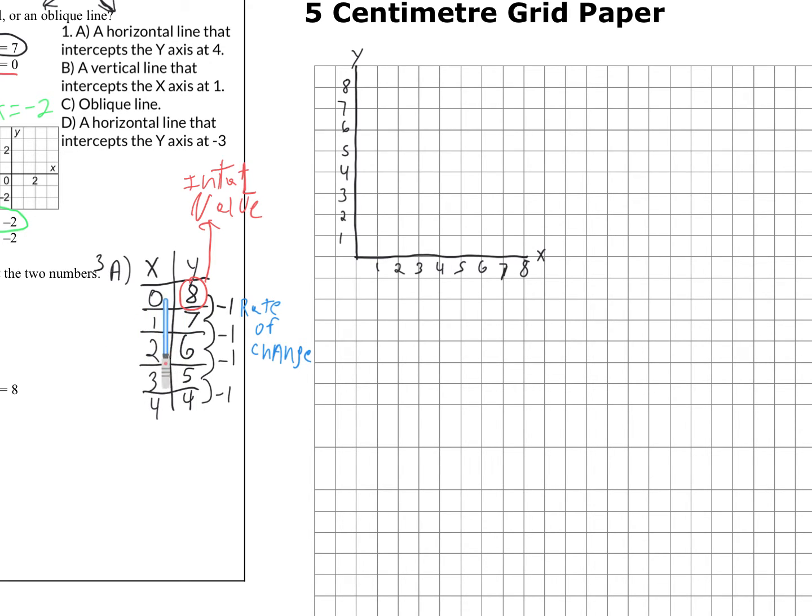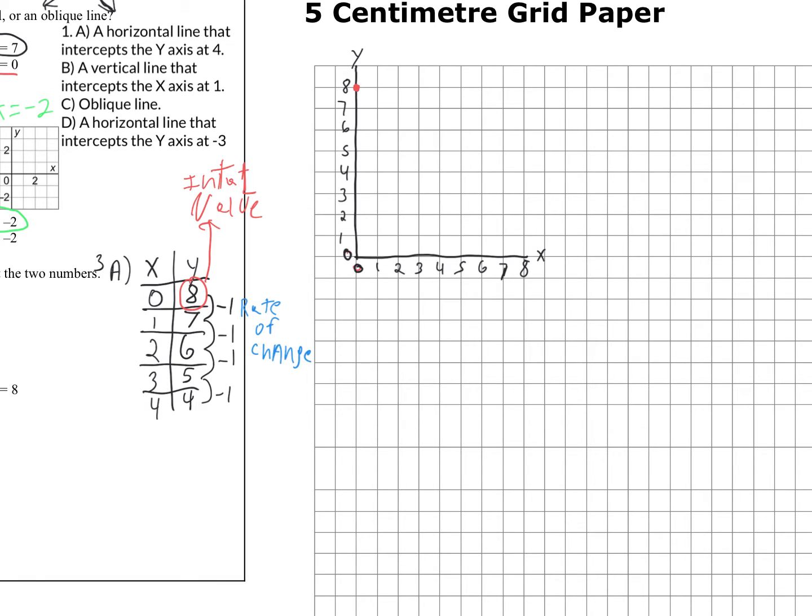So when x is at 0, actually I'll put this in. This is 0, and that is 0. Oh, I guess I could have done those in black, but it doesn't matter. 0 and 0. So when x is 0, y is 8. So I can put my first point on there up here at 8.